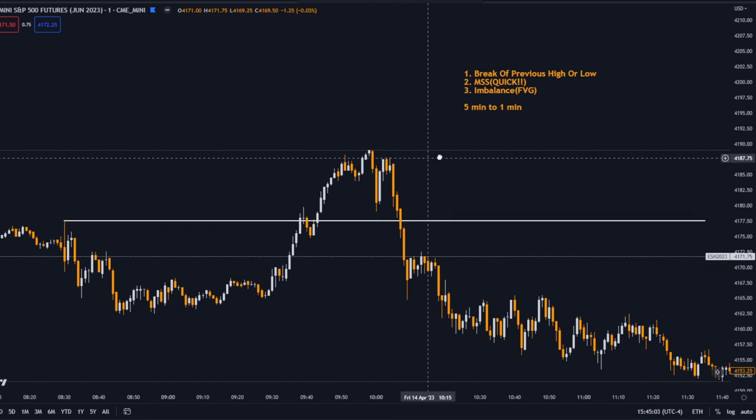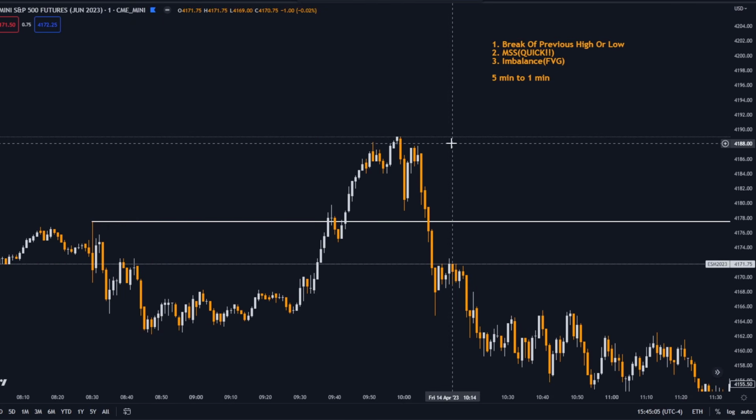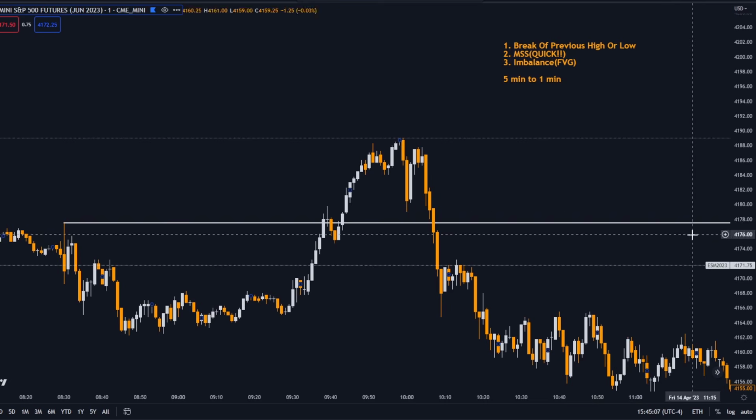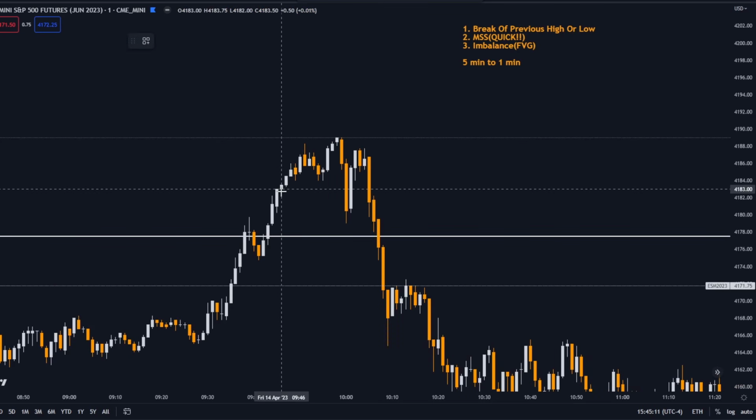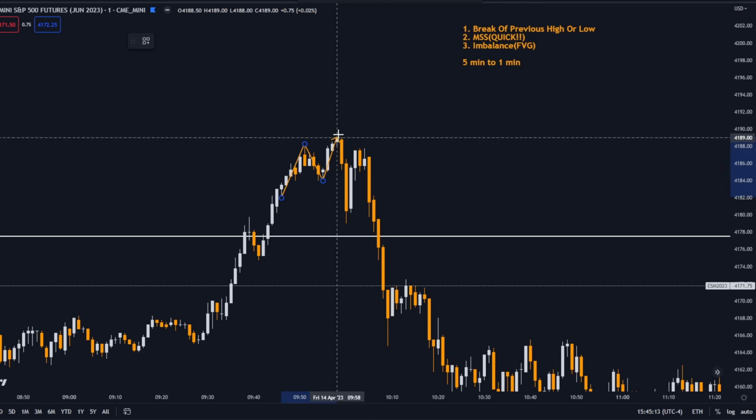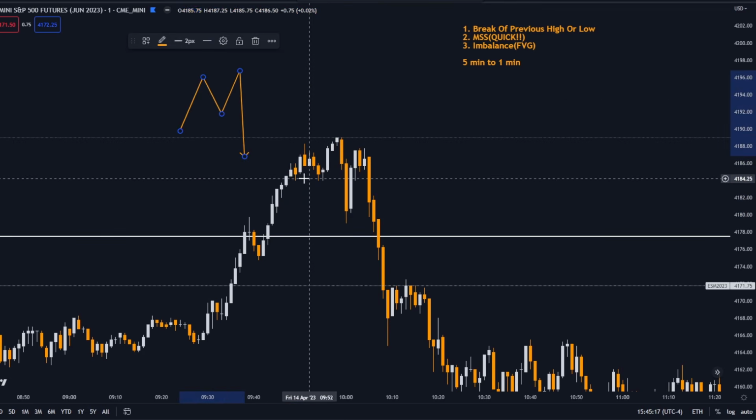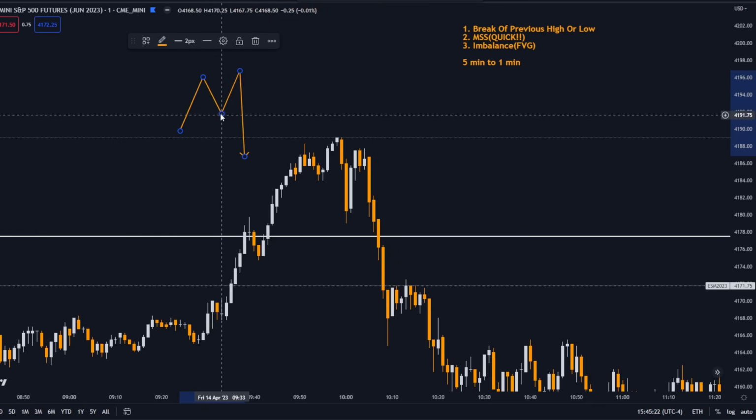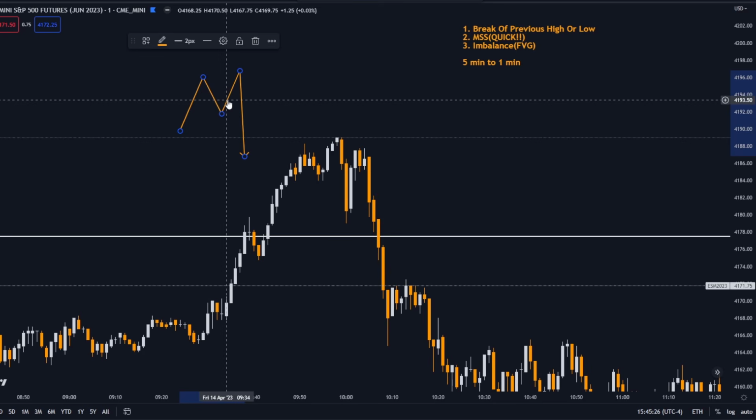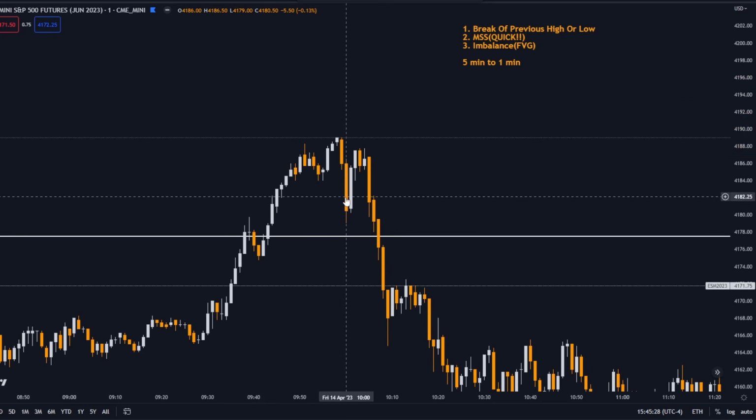Break of previous high or low, then market structure shift, quick. What does this mean? You could already know about market structure shift. For those of you that don't know, this is basically it. This high, low, high, and break of this low is what market structure is. Market structure shift is when that happens, but this break has to be very quick.